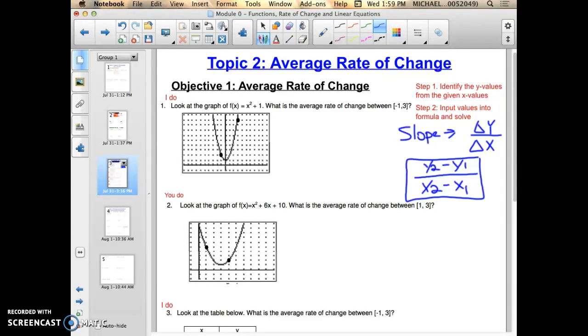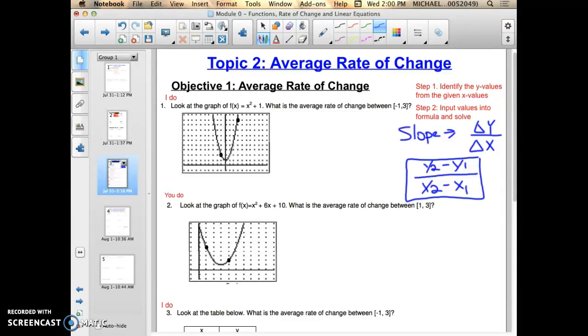Now, typically the interval will be given to you as x values. If I'm going to model how to do number 1, it says look at the graph of this function x squared plus 1. What is the average rate of change between -1 and 3? That interval, -1 to 3, those are the x values. That's my x1 and my x2 value.